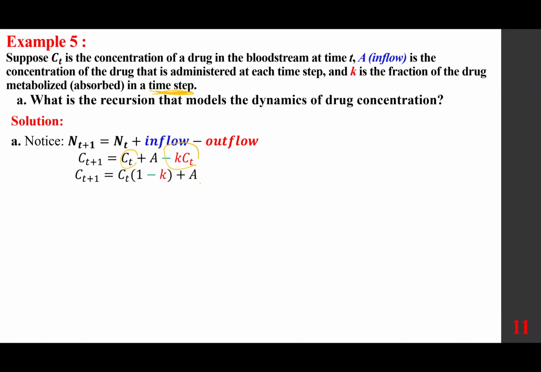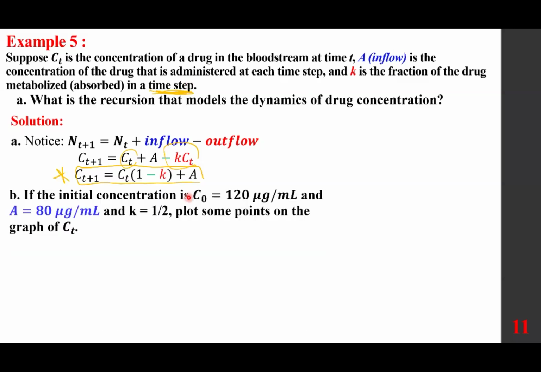Please understand this part. Now, here's the important part I want to make sure everybody understands. So next time, this much is left from the previous one. How much is left? If K is 10%, 90% is left. If K is 90%, only 10% is left. Plus what? The amount of constant, the inflow that we add for every time step.